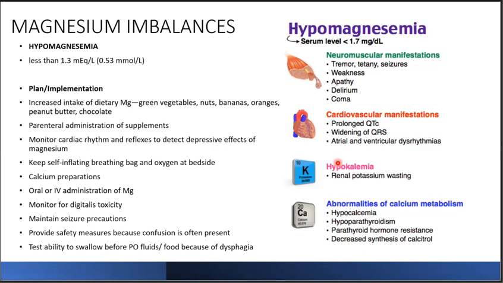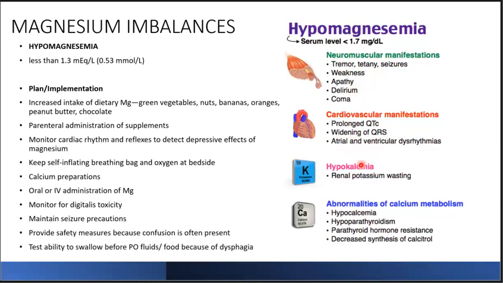In terms of assessment, remember magnesium acts as a depressant, so with a deficit we are going to see increased neuromuscular irritability. There's going to be tremor, tetany, seizures, weakness, apathy, delirium, and even coma. In terms of cardiovascular manifestations, we could see prolonged QT intervals, prolonged QTCs, and widening of the QRS complexes. Remember, we want our QRS complexes to be within 2 to 3 small boxes, but with hypomagnesemia it's going to be widened above 5 small boxes. There could also be atrial and ventricular dysrhythmias.